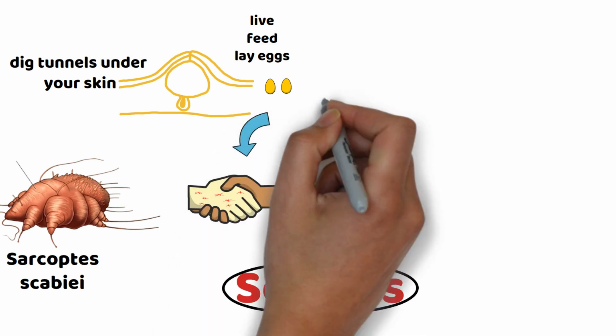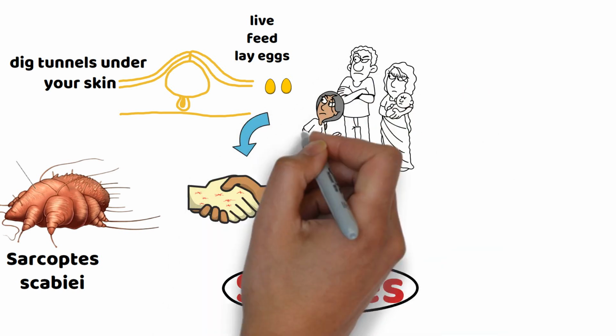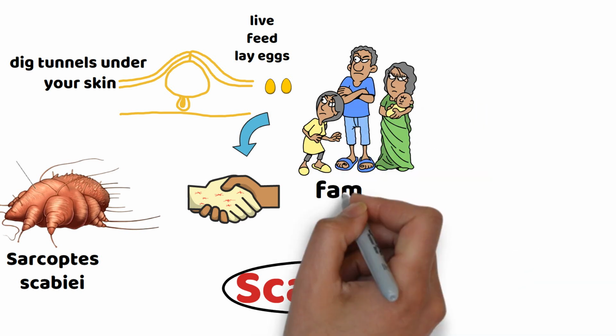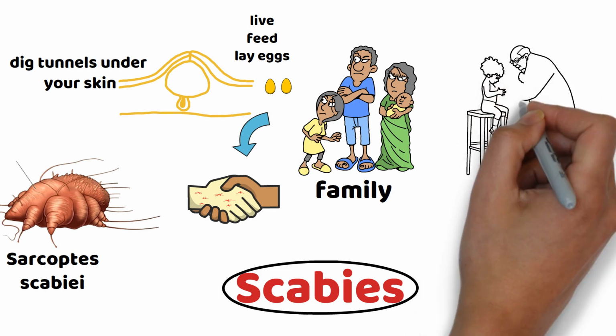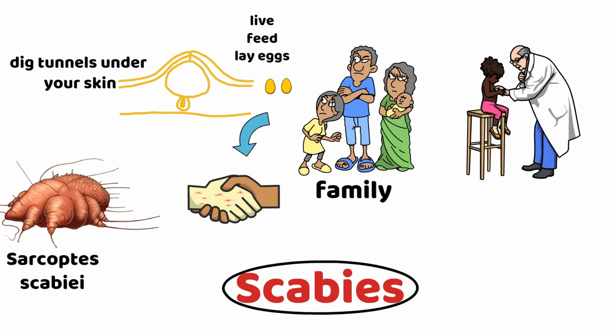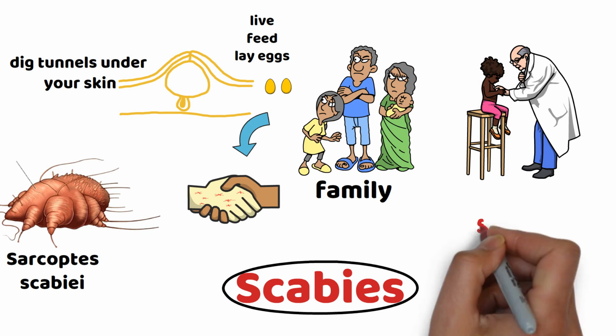Scabies spreads easily from person to person, especially among people who live close together as a family. If one family member has scabies, a healthcare provider should check and treat other family members and close contacts at the same time. Now we see what the symptoms of scabies are.